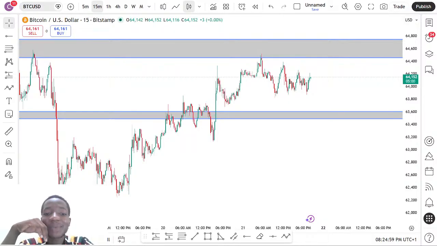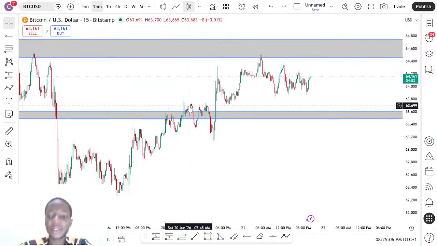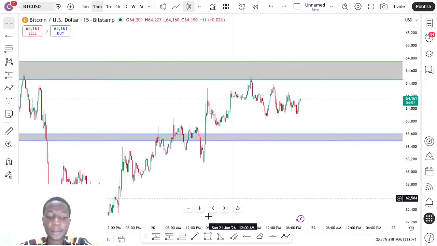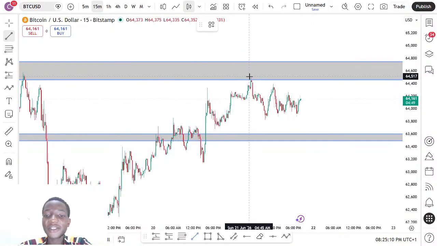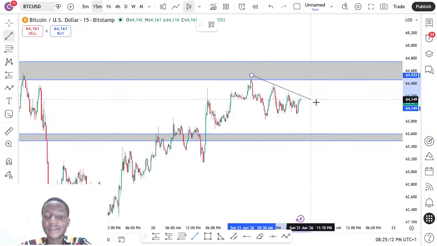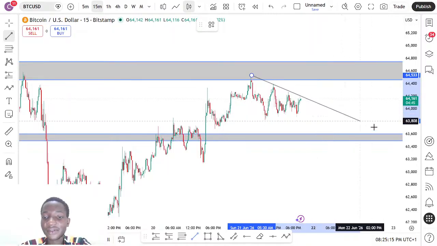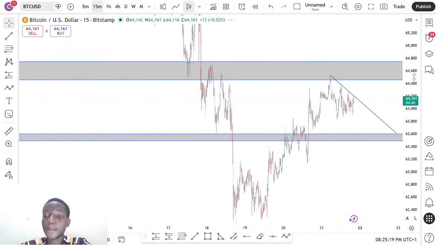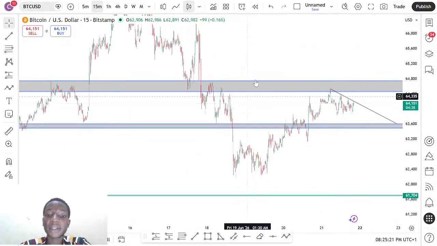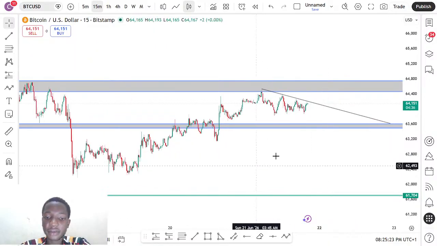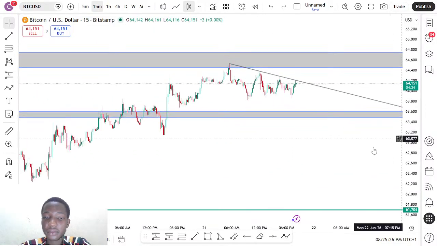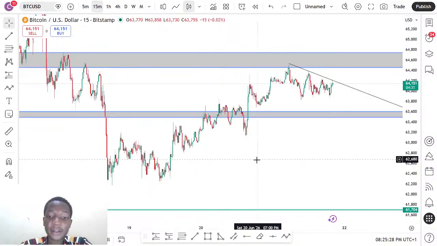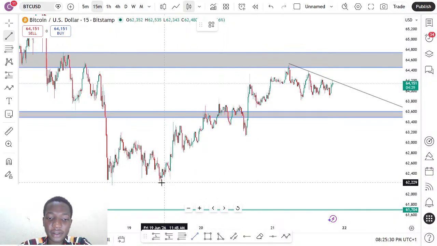So as we expect Bitcoin, let me just do one or two things on this Bitcoin trade. Let me just leave this trend line here. Practice makes perfect.